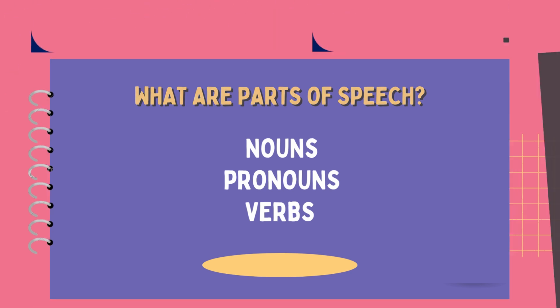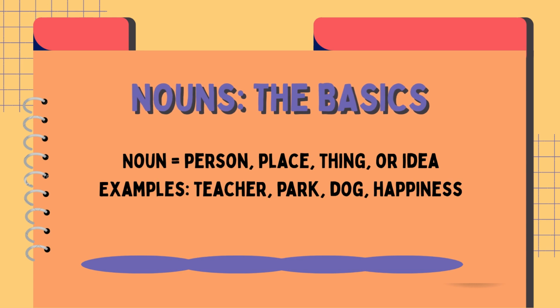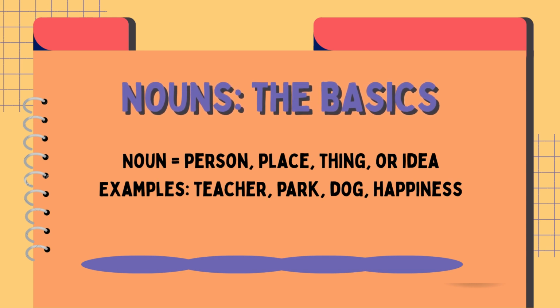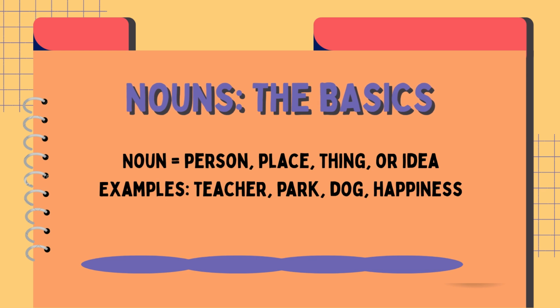Let's start with nouns. A noun is a word that names a person, a place, a thing, or even an idea. For example, teacher is a person, park is a place, dog is a thing, and happiness is an idea. Nouns are everywhere because they are the names of everything around us.